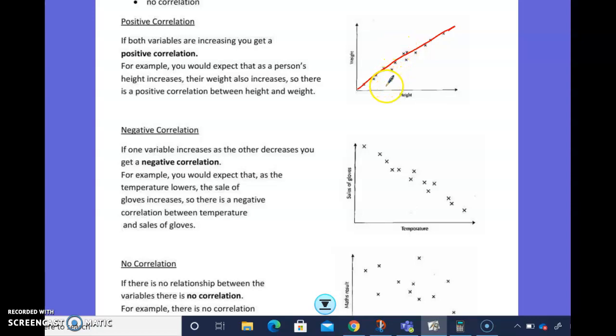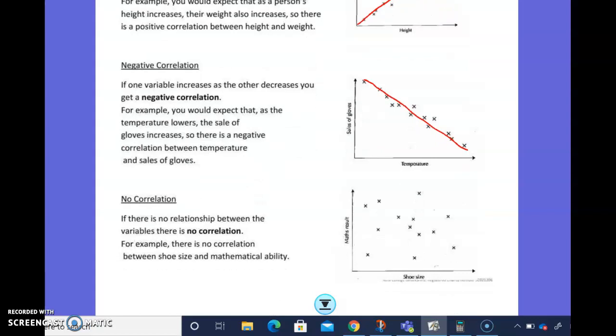So it's a positive correlation. A negative correlation would be like this diagram. If you imagine drawing a line in here, it would slope down this way. So it would have a negative gradient, and as one of them increases, the other one decreases. So here, as temperature is increasing, the sale of gloves is decreasing.